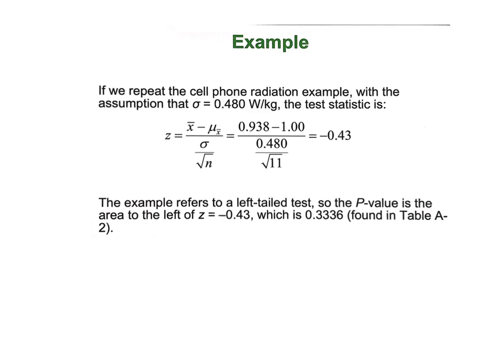It says, if we repeat the cell phone radiation example, this is from a video a little while back, the assumption was that the standard deviation was 0.480. And in that example, from a couple of videos ago, we knew that that was the sample mean, that was the population mean, that was the sample size. So all I'm doing differently here is substituting the population standard deviation where I used to put the sample standard deviation. That is the only difference, and I got that for a test stat.